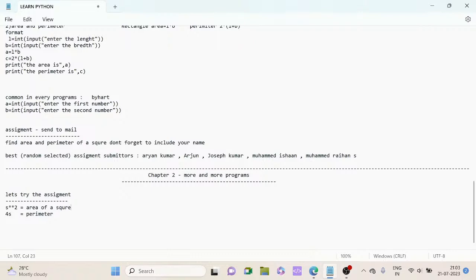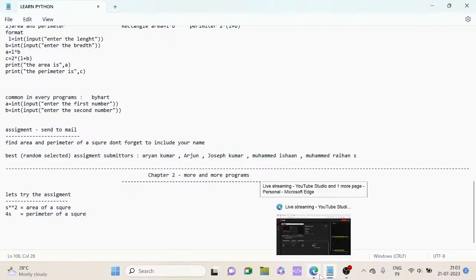So that's the area of a square, and for S, that's the perimeter of a square. From that we need to program it to find the area of a square and the perimeter of a square. As I have said in the last classes, the two lines are common, and I have already written the format also. So now let's do it.